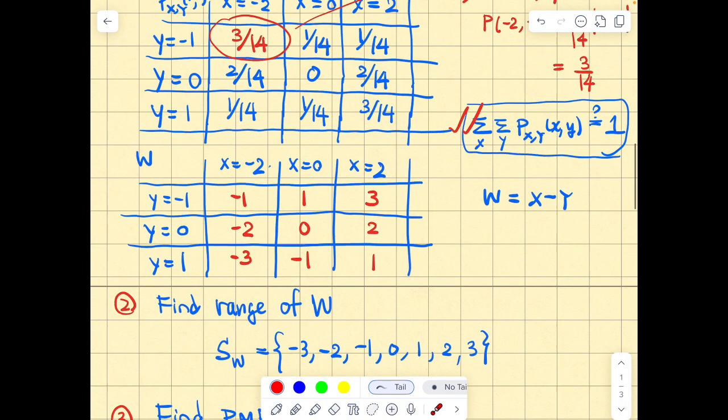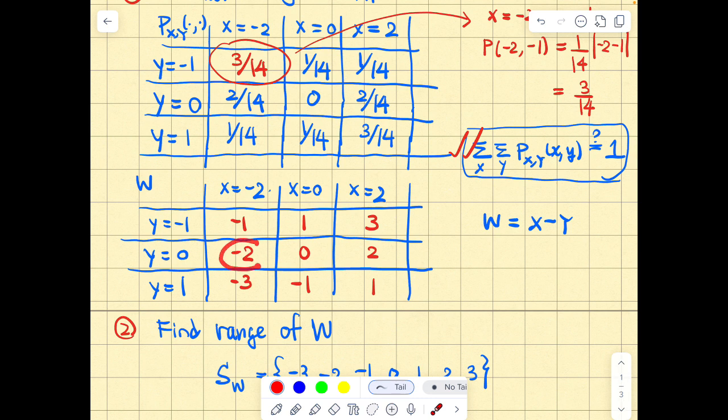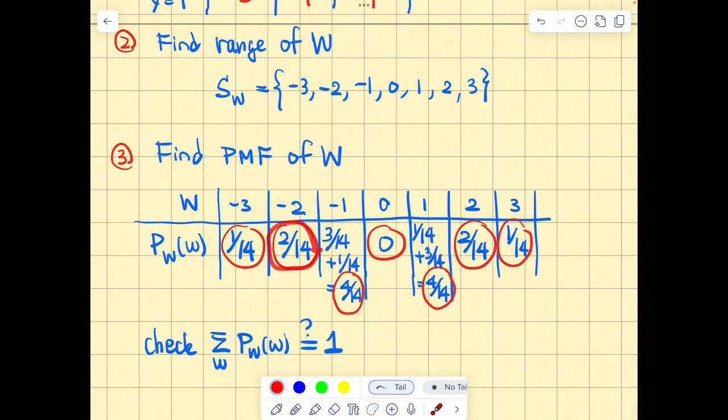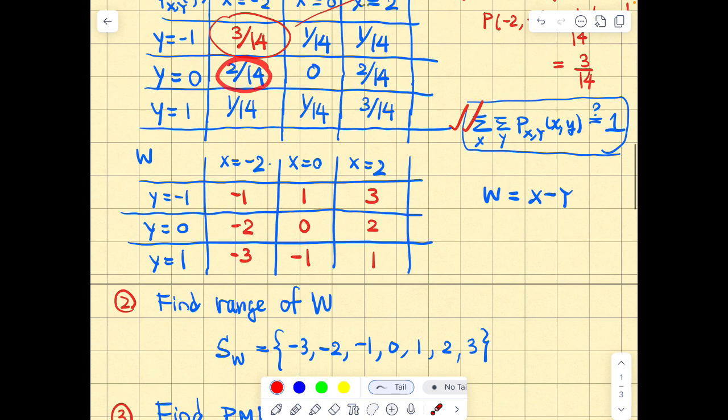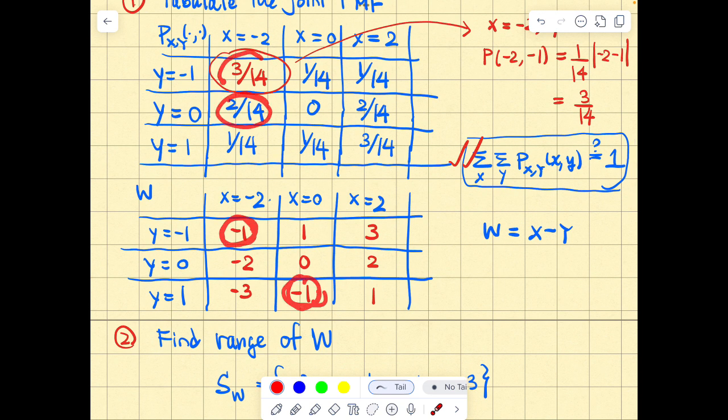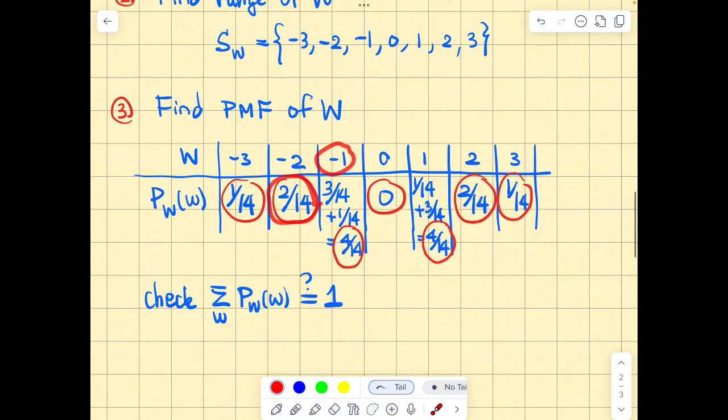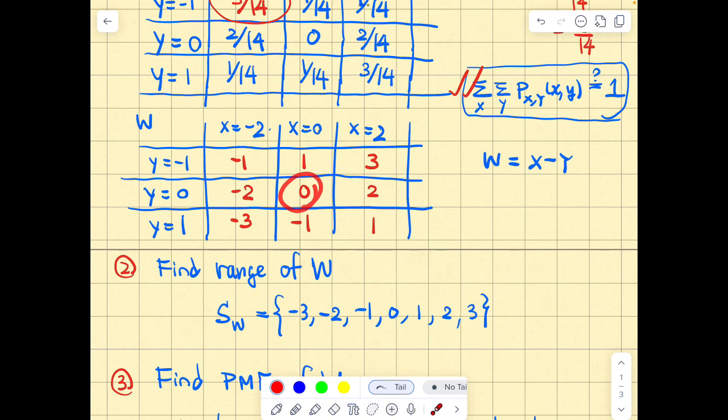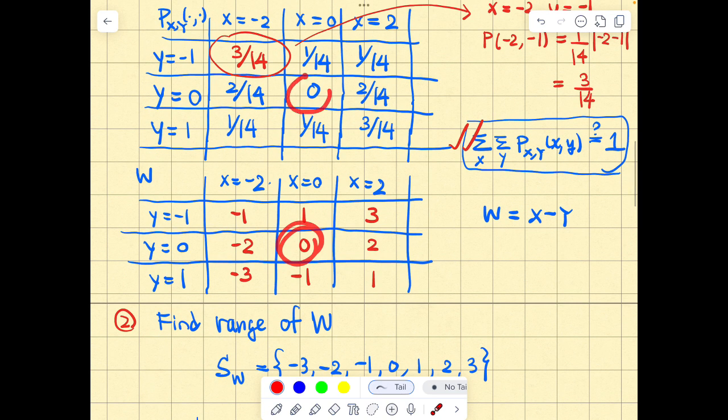Okay, we can move on to -2. W is equal to -2 only happens here, and the probability is 2 over 14. Now the probability of W equal to -1 happens in two occurrences, so this case and this case. The first one has probability 3 over 14, the other one is 1 over 14. So you add 3 over 14 plus 1 over 14, which is equal to 4 over 14. W equal to 0 corresponds to this scenario, where the probability is equal to 0.